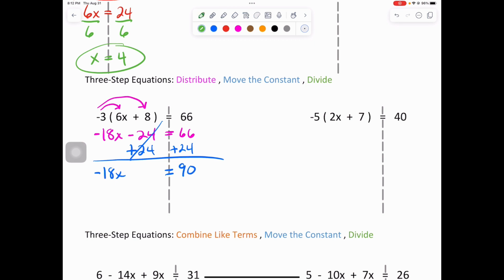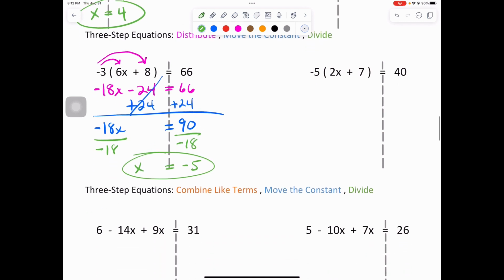Yes, we do divide. Thank you, because we have an isolated negative 18x on one side and a constant of 90 on the other. So we will divide by negative 18 and negative 18, giving us x equals negative 5. Circle your answer. All right.